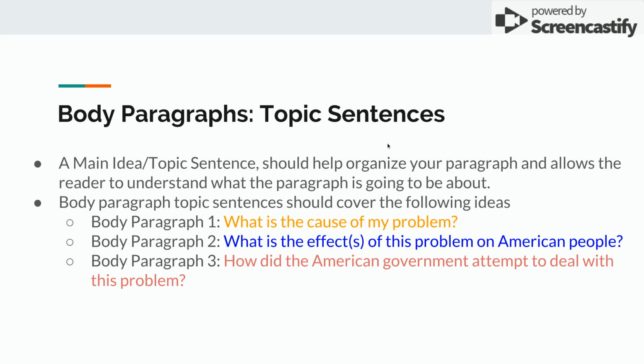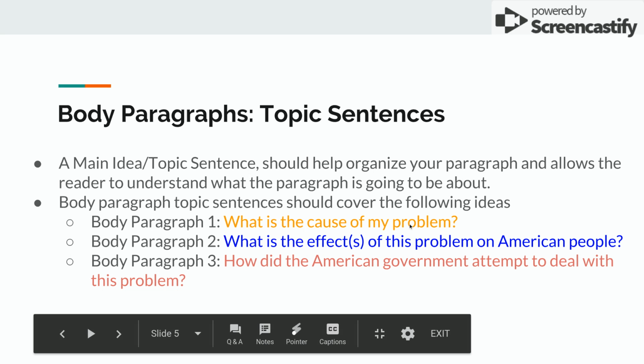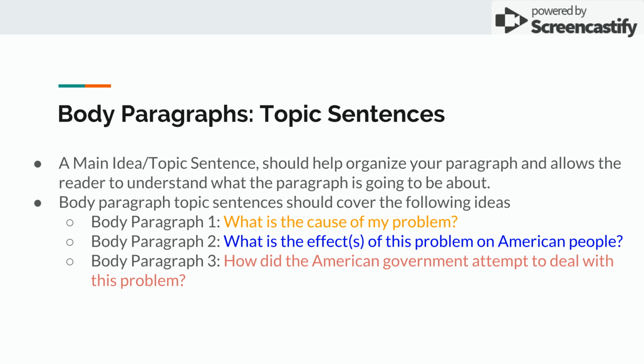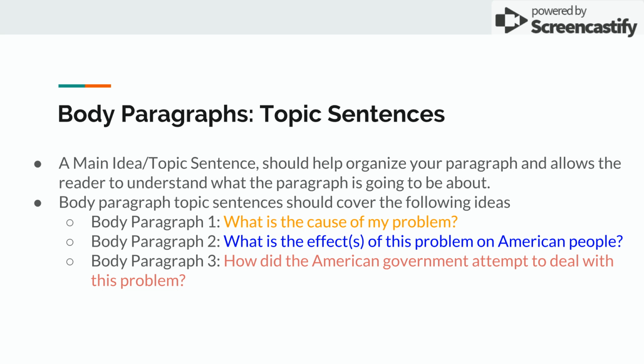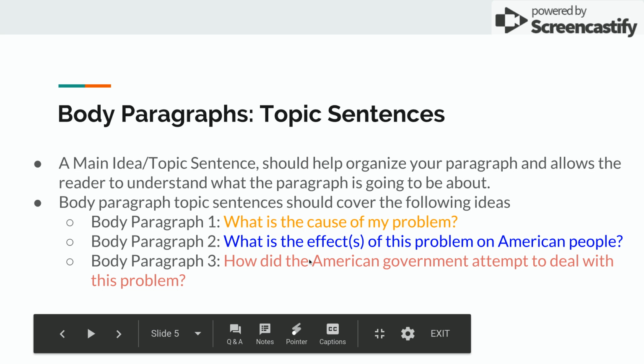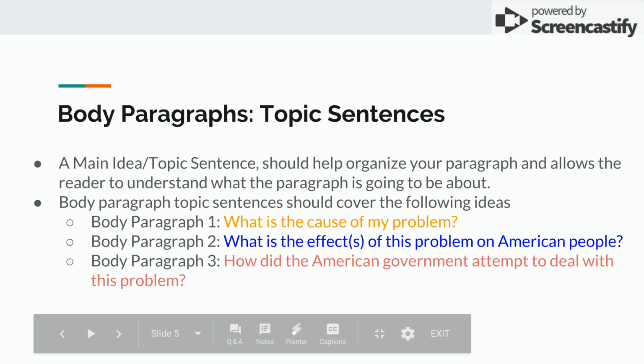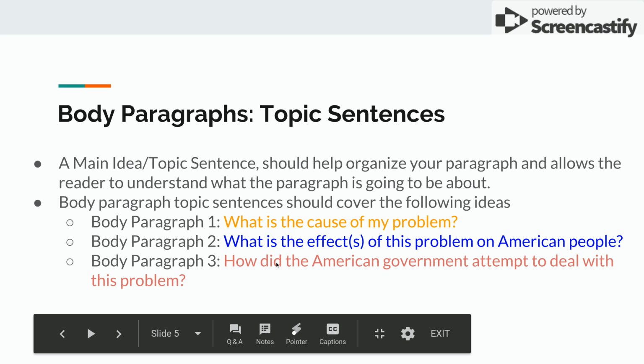But we know at this point that body paragraph 1 is going to be about the cause of the problem you've selected. And so your main point should be about that cause. Body paragraph 2 is about the effects. So we know the main point of body paragraph 2 should be about the effects. And body paragraph 3 is about the solution. So our main point, or first sentence of body paragraph 3, should be about the solution to the particular problem that you are studying.